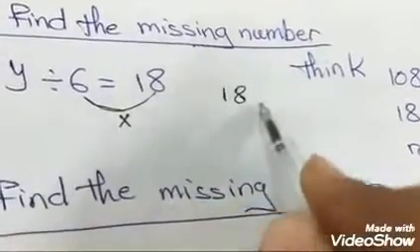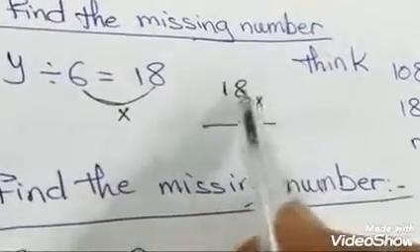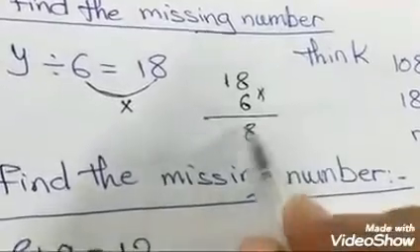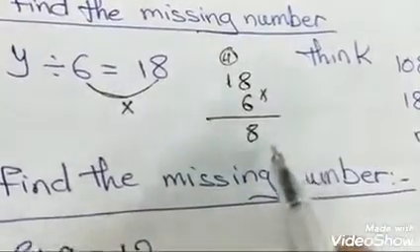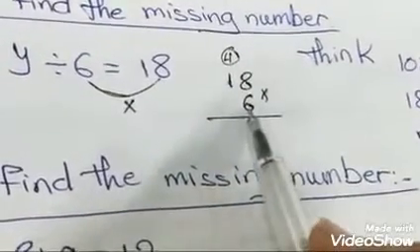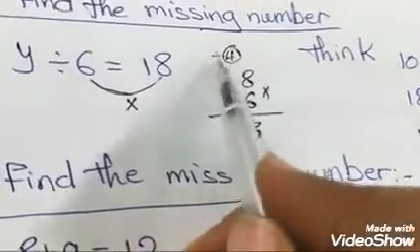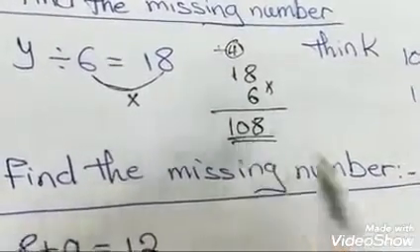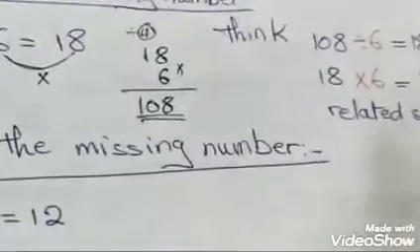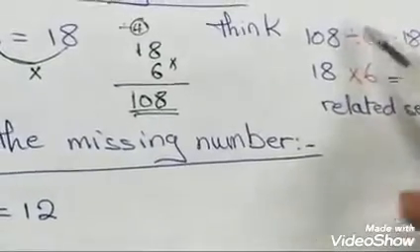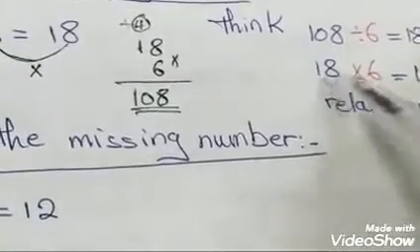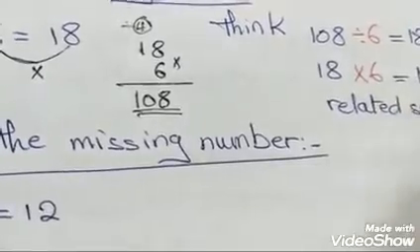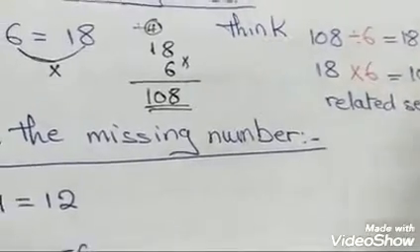So 18 times 6. 8 times 6 equals 48, write 8 and carry 4. 1 times 6 equals 6, plus 4 is 10. So the final result is 108. 108 divided by 6 equals 18, and 18 times 6 equals 108, are related sentences.